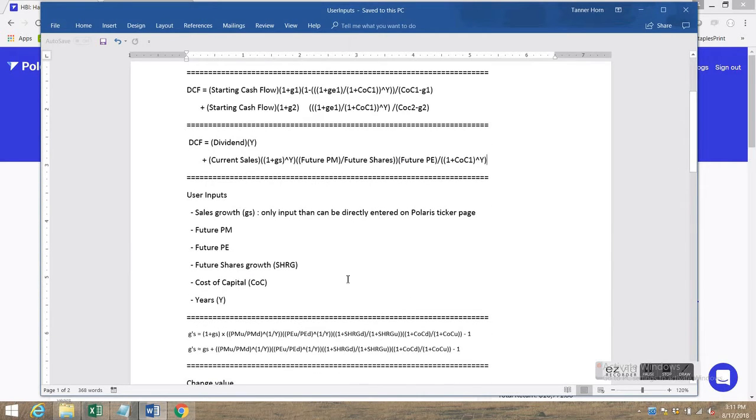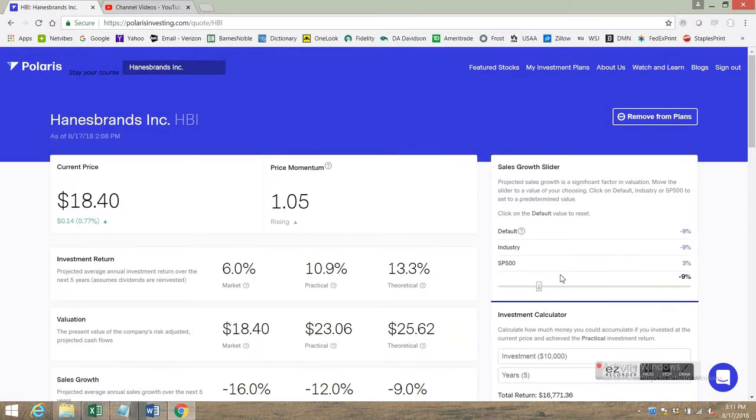The inputs that are used by the formula are these 6 inputs. Sales growth, the obvious one that's built right into the site to conveniently allow you to move the slider around, and that slider directly impacts the theoretical valuation. And then a reminder, the practical valuation and investment return result from Polaris taking into account both the market realities and the academic or theoretical valuation and arriving at some practical valuation. But we're going to be focused on the input parameters that impact the theoretical valuation in this video.